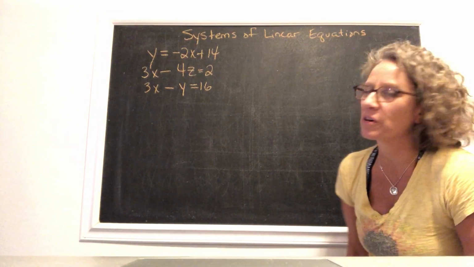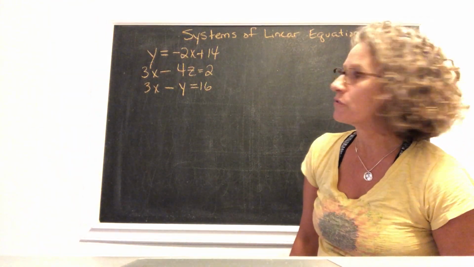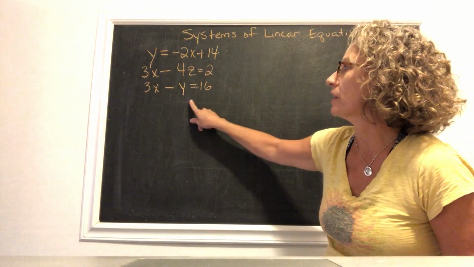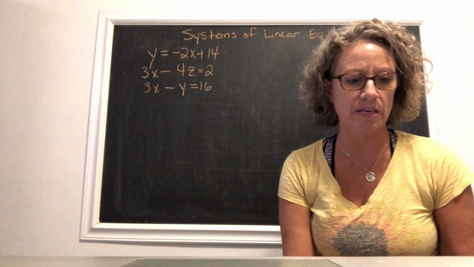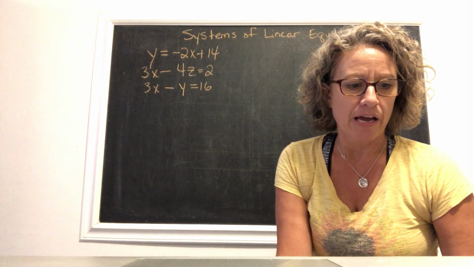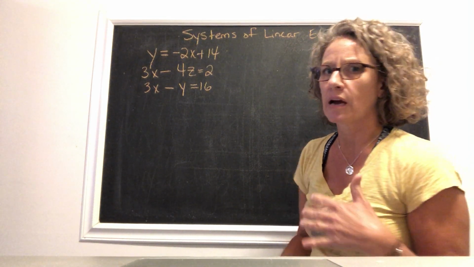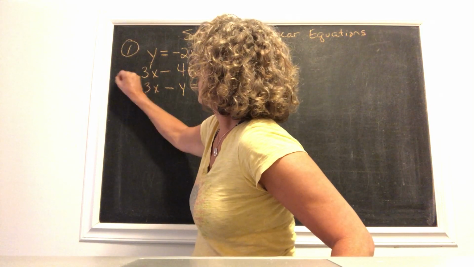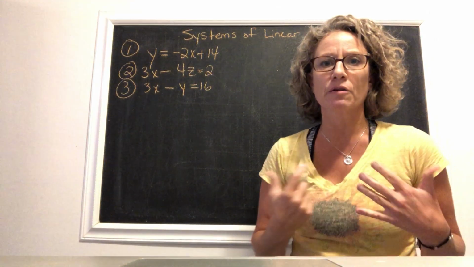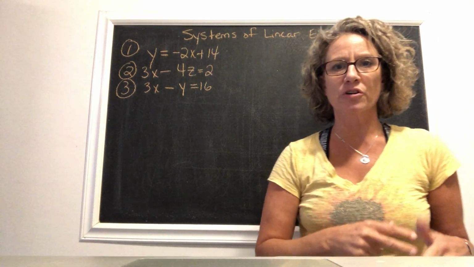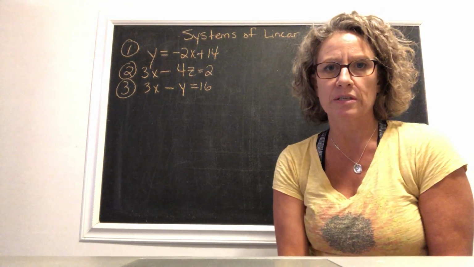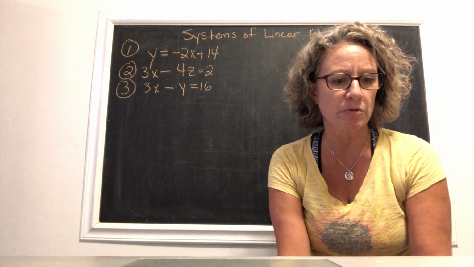So there are three equations at the board. y equals negative 2x plus 14, 3x minus 4z equals 2, and 3x minus y equals 16. To solve this, I have to examine the equations, and the way I like to do it is to name the equations 1, 2, and 3. For the purposes of keeping the information organized and being able to go back and look to see if there are mistakes made, it's easiest if we always label our equations as we go.